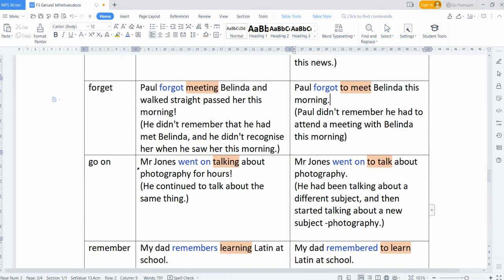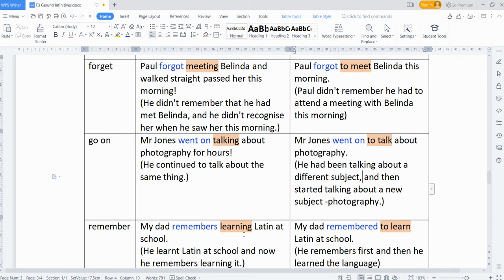Next, go on. Mr. Jones went on talking about photography for hours. Went on talking. Terus menerus bercakap, bercakap, bercakap. He continued to talk about the same thing. However, if you use the word went on or go on with infinitive, for example, you say Mr. Jones went on to talk about photography, it means that he had been talking about a different subject. Sebelum ni dia cakap pasal benda lain, let's say dancing ke, and then started talking about a new subject, photography. Lepas cakap tentang subjek nombor satu, then dia bertukar ke subjek kedua, which is photography.